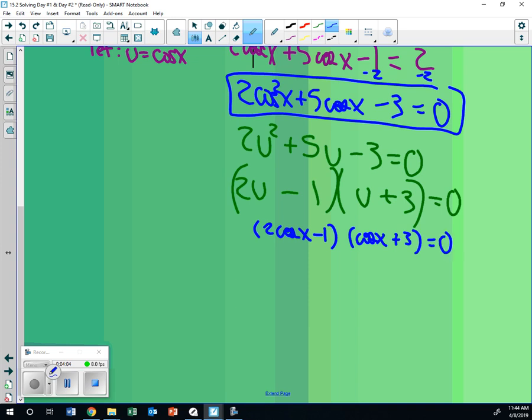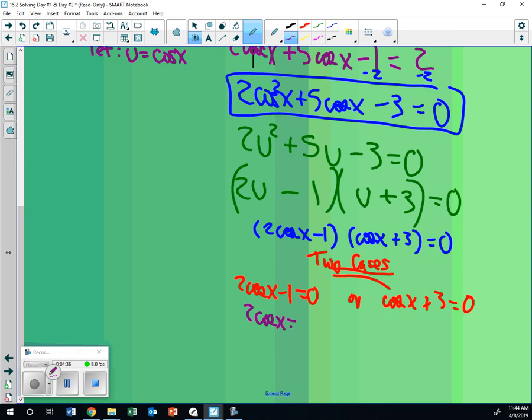And this is just my thing. I like to say there are 2 cases where this is true. If this were 0, the whole thing would be 0. I wouldn't care what this is. So either 2 cosine x minus 1 is equal to 0, or cosine x plus 3 equals 0. Because if this were 0, it wouldn't matter what this is. Either one of those is equal to 0. Well, this one, 2 cosine x will be equal to 1, and cosine x will be a half. This one, cosine x is equal to negative 3.